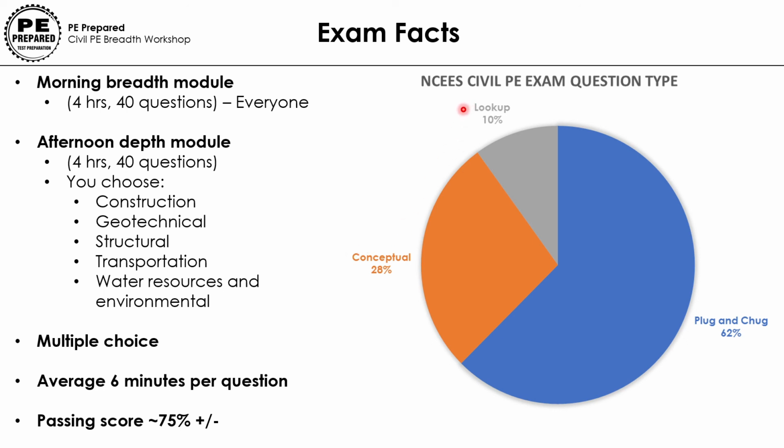Then the final chunk of the pie chart over here is what I call lookup questions. You'll see there's only about 4 questions that I consider lookup questions, and these are questions where you are expected to go to your reference material or the literature and look up some kind of value. An example might be looking up a recommended minimum velocity for flow, or a recommended factor of safety for slope stability, or something like that. Whether or not you succeed on these types of questions really depends on what kind of references you have.